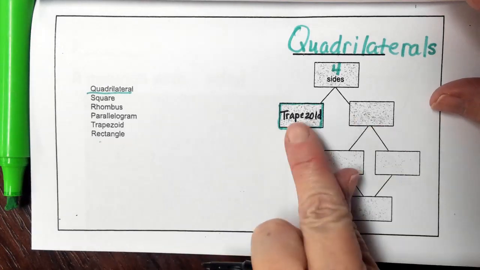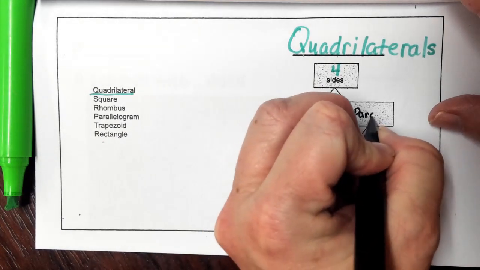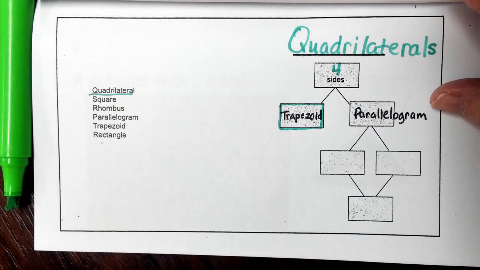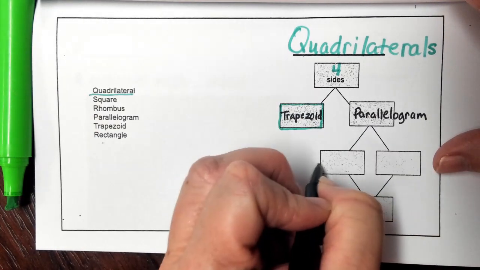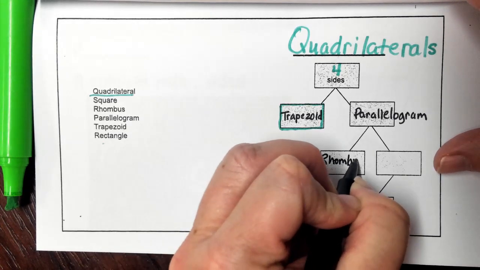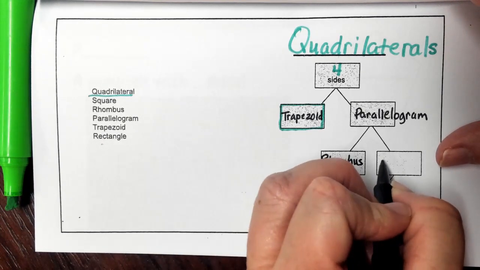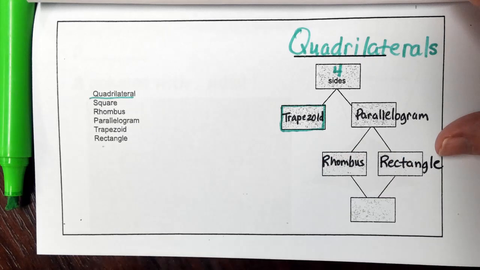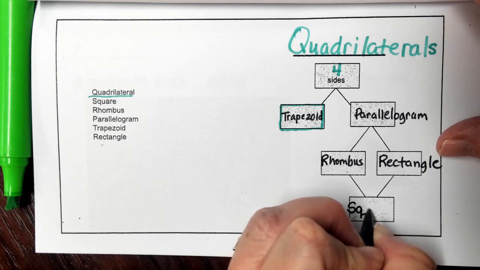All right, and then if you're not a trapezoid, you might be called a parallelogram. And when you're a parallelogram, you could be more specialized with equal sides, and we could call you a rhombus. Or you might have specialized attributes that may say you have 4 right angles, so you could be considered a rectangle. Now, if you have both of those attributes, then we can call you a square.